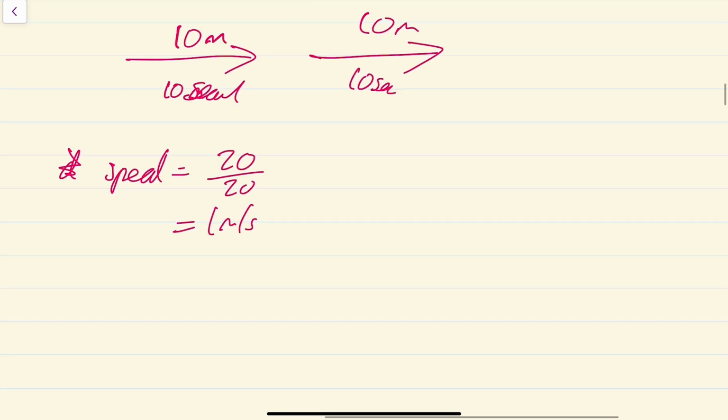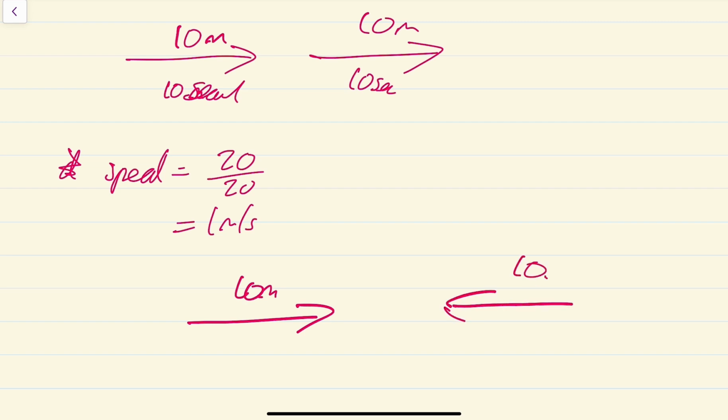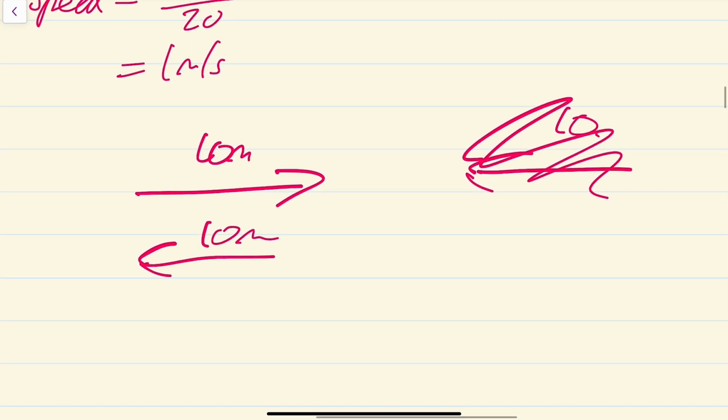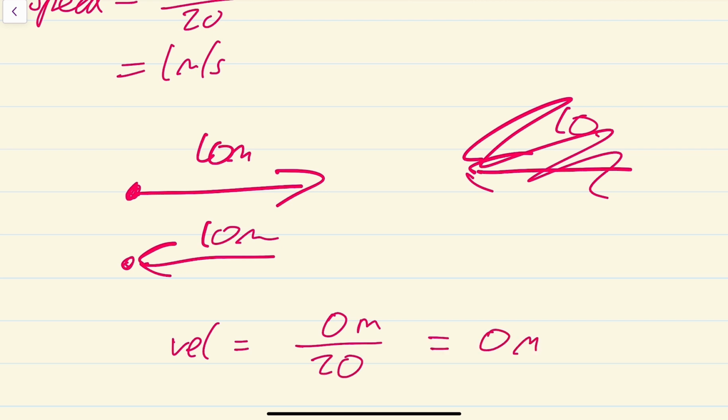Now, if I change this and I did 10 meters this way, and then I came back on myself by 10 meters, I'll do it underneath. Came back on myself by 10 meters. Then my total distance, I've done it at the same time. My velocity from where I have started, that's where I started, and I finished back in the same place. So my displacement is 0 meters, and it took me 20 seconds to do it. My velocity would actually be 0. My average velocity would be 0 meters per second.